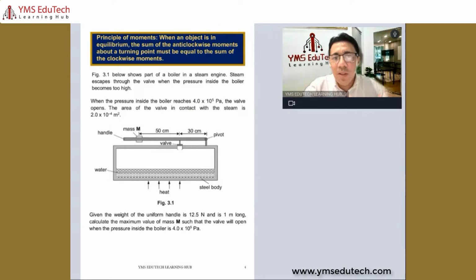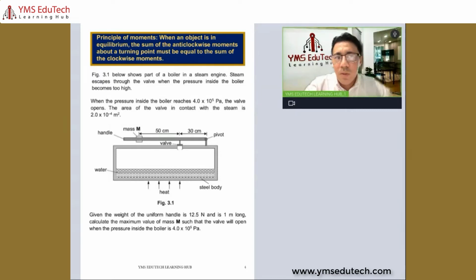Now, the previous two questions test us on applying that moment is the product of force and perpendicular distance of the force to the pivot. Now let's take a look at how we will apply the principle of moments.